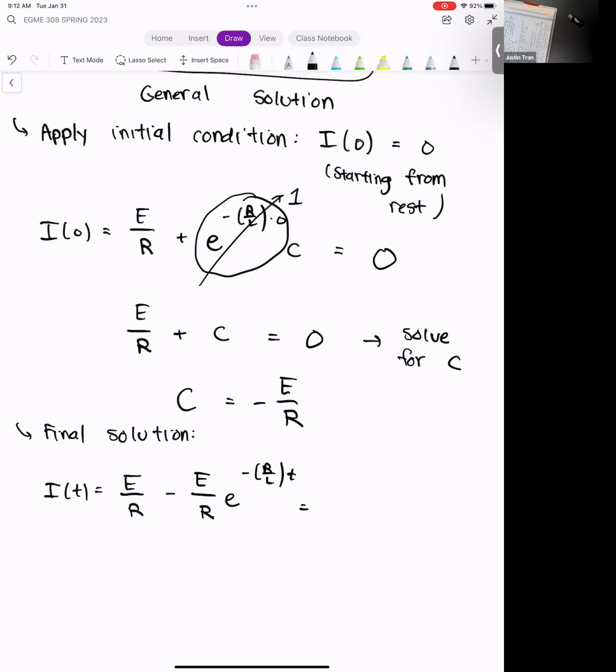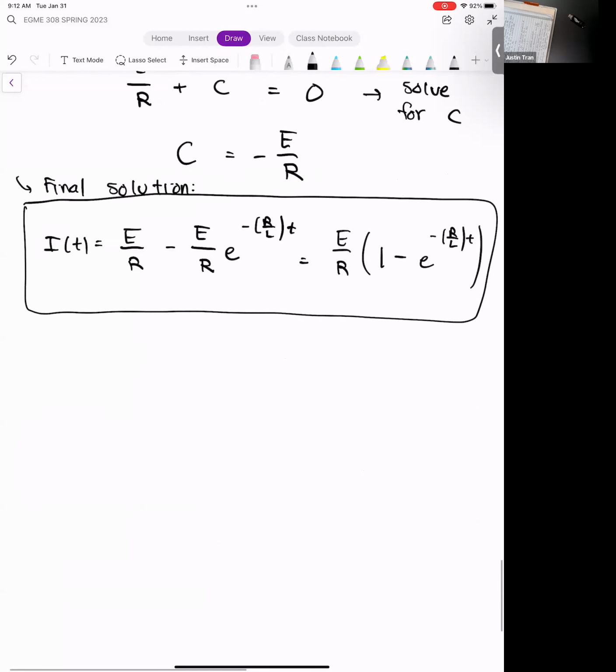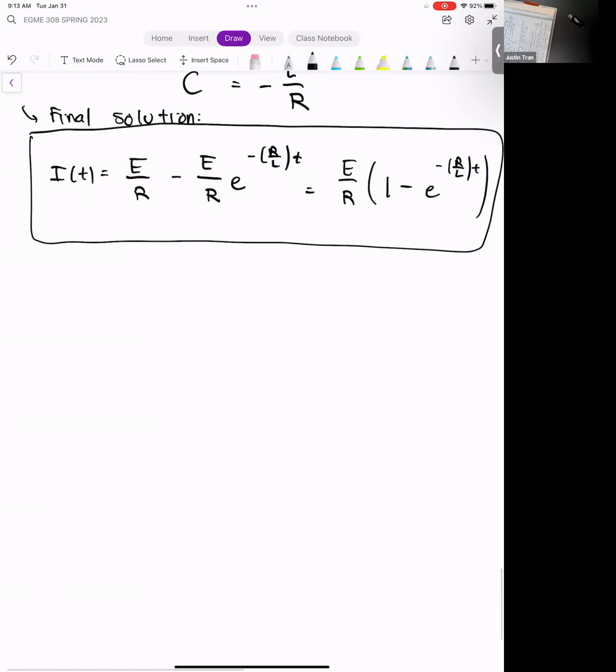Just to simplify this a little bit, you don't have to do this, but I like to do this just to make it a little bit simpler to write. I'm going to factor out that E over R: E over R times (1 minus e to the minus Rt over L). That's our final solution, our particular solution.